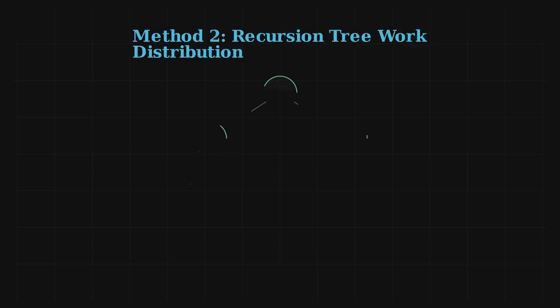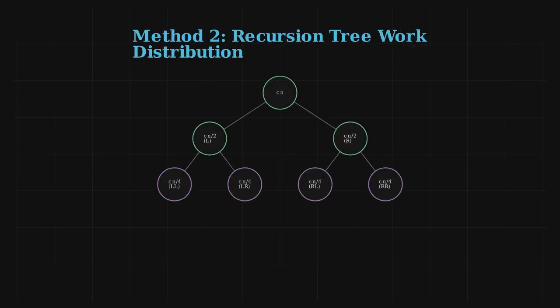Method 2 visualizes the execution as a recursion tree. At level 0, the work is Cn. At level 1, we have two nodes of work Cn/2. At level i, the work is always Cn. Since the tree depth is log n, the total work is Cn times log n.